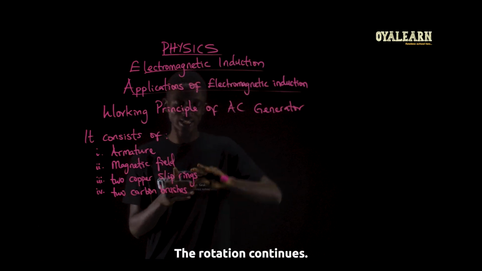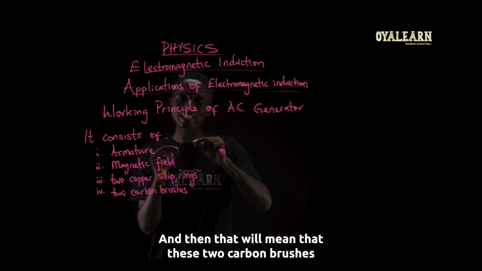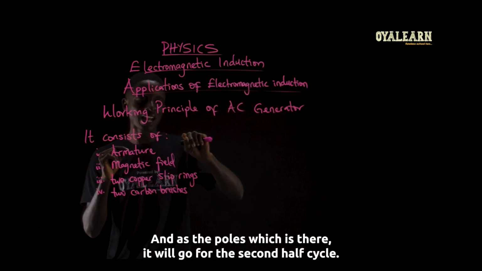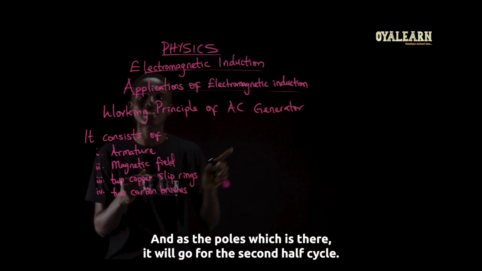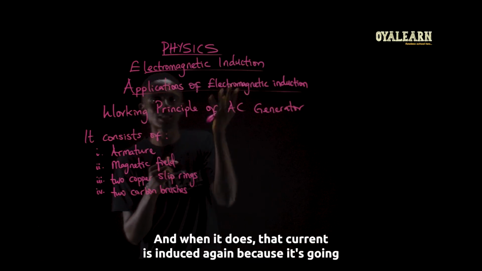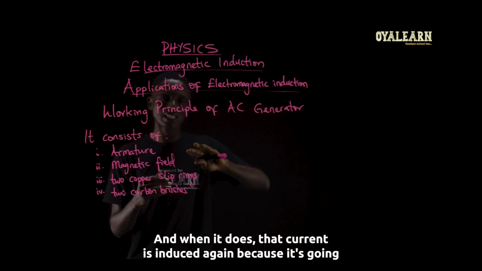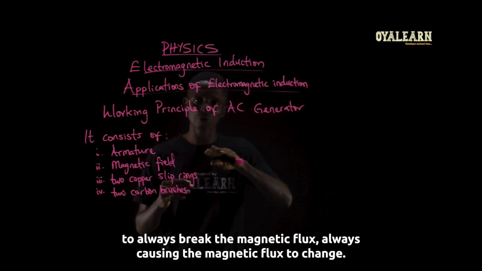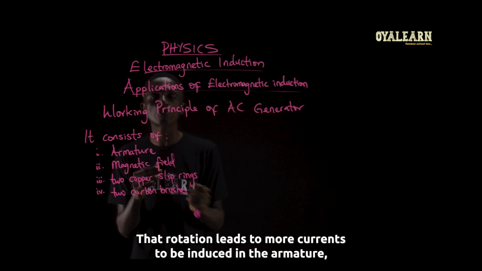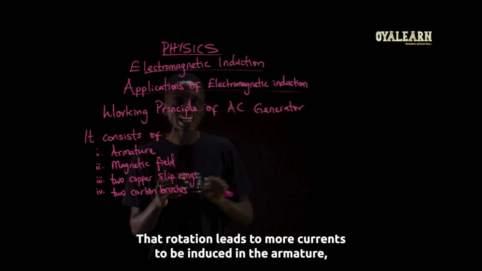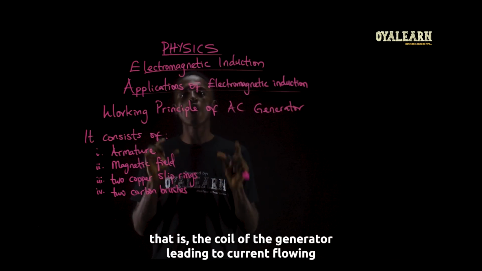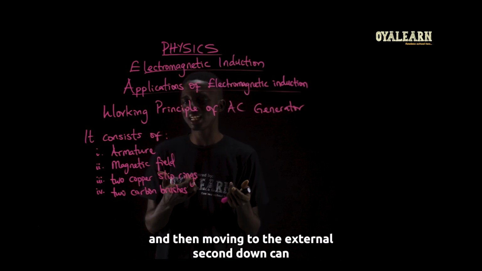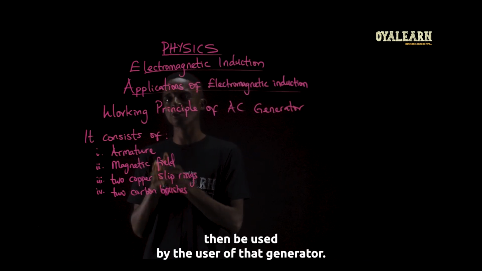Now it doesn't stop there, the rotation continues, and then that will mean that these two carbon brushes will have to switch the poles. And as the pole switches there, it will go for the second half cycle, and when it does that, current is induced again because it's always going to break the magnetic flux, always causing the magnetic flux to change. That rotation leads to more current being induced in the armature, that is the coil of the generator, leading to current flowing and then moving to the external circuit that can then be used by the user of that generator.